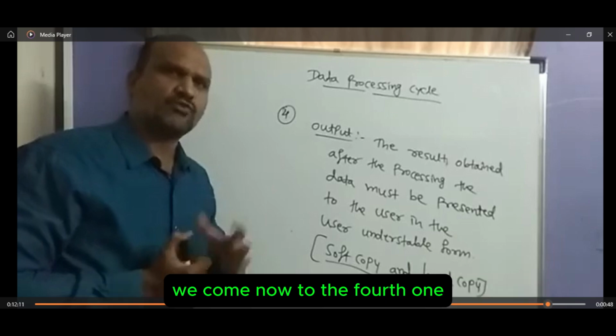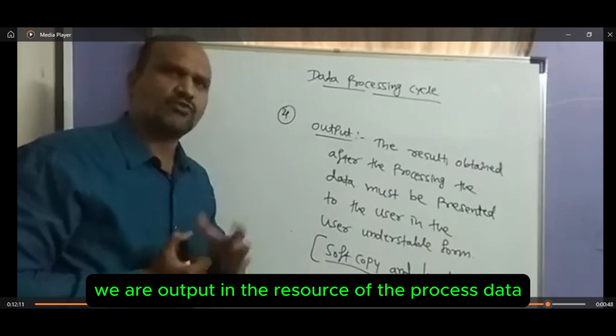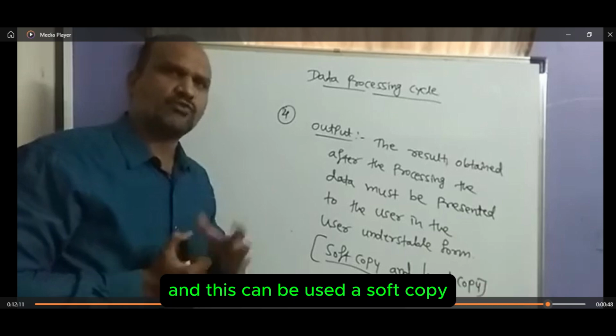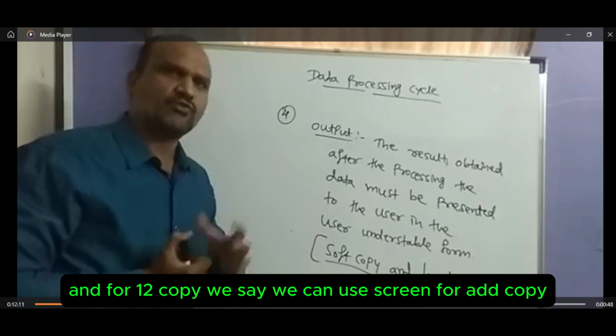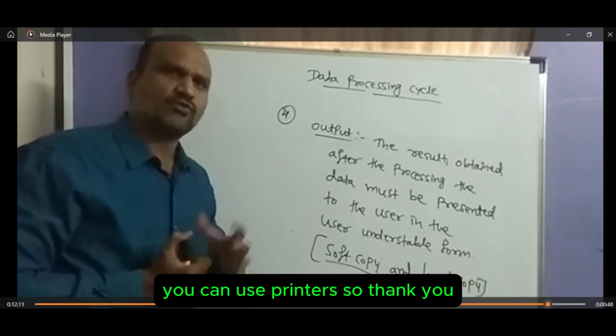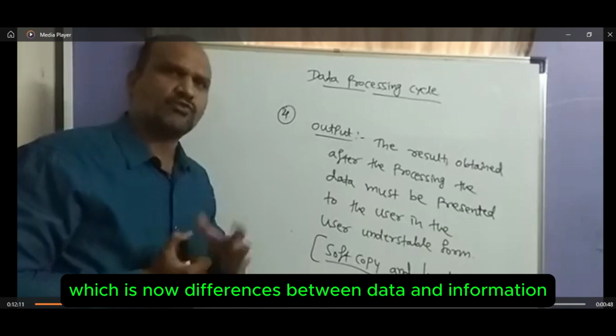We come now to the fourth one, the output, and in this case we are outputting the results of the processed data, and this can be produced as soft copy or hard copy. For soft copy we can use a screen, for hard copy we can use printers. So thank you. Let's now get into the very last part of our lesson today, which is the differences between data and information.